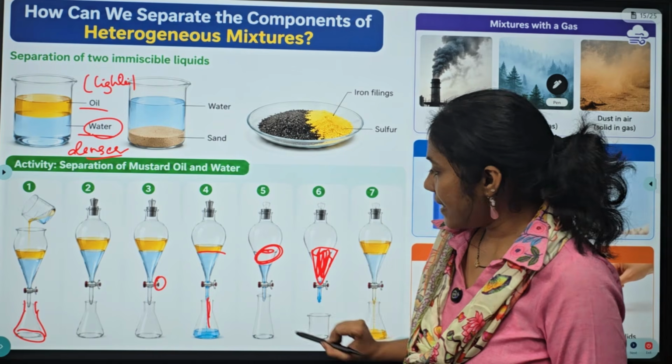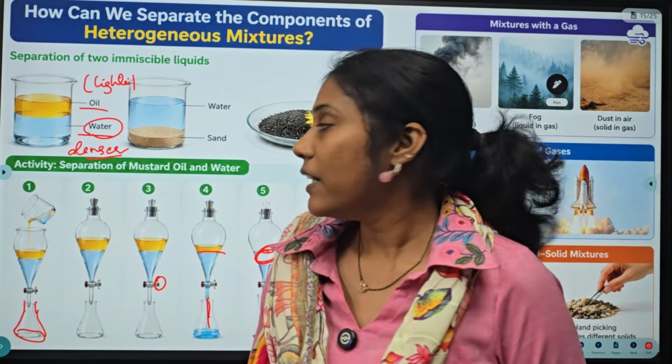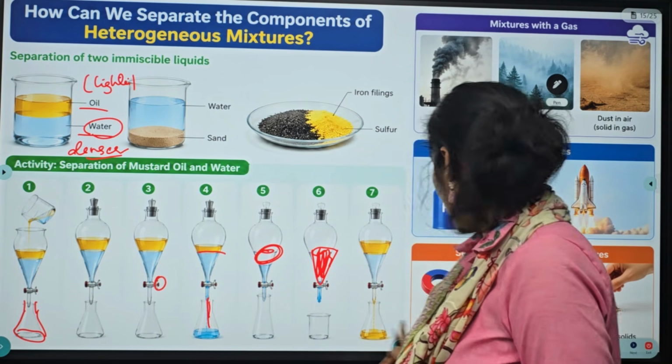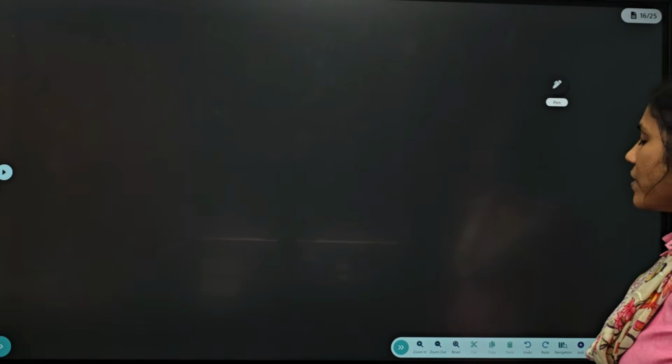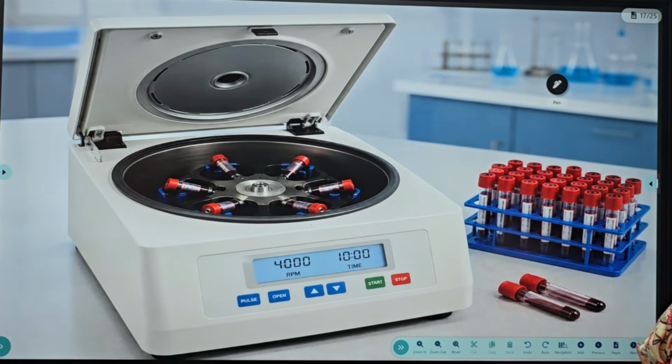Okay, right? Like this you can separate one component from another component. So that's all about differential separation, guys. Usually when you want to separate two immiscible liquids, this method is highly used. So now coming to the next method.